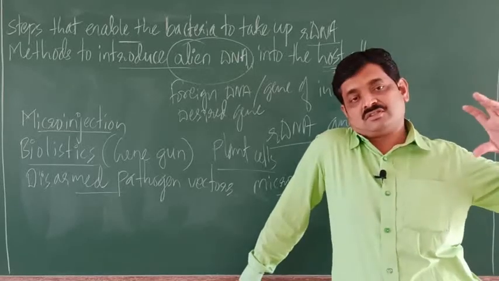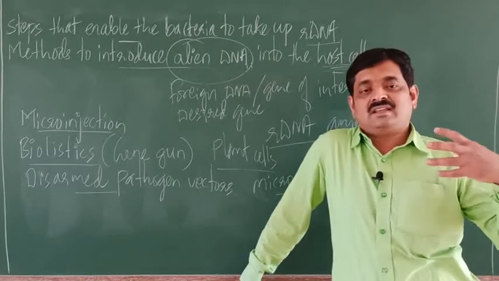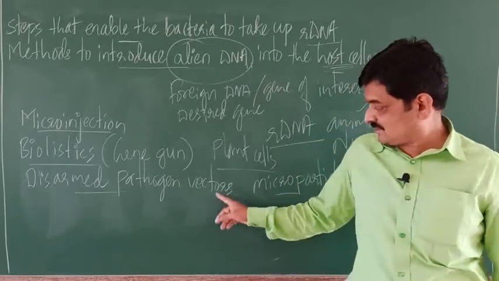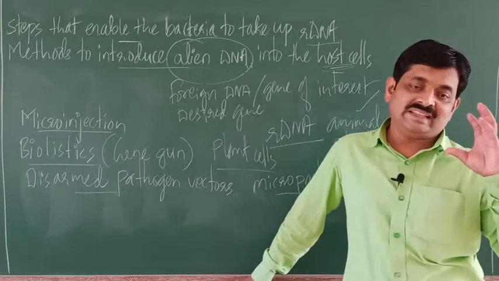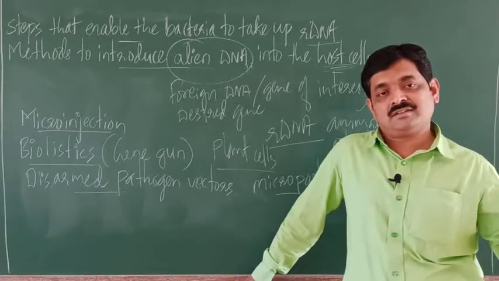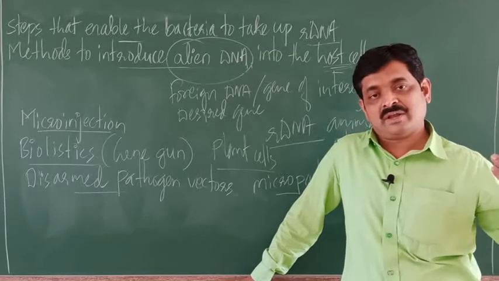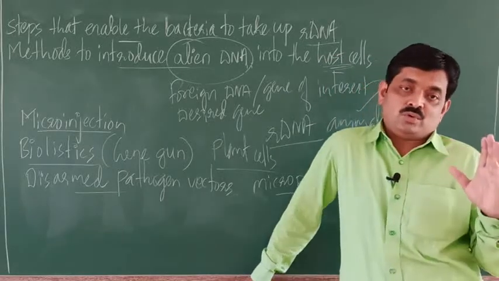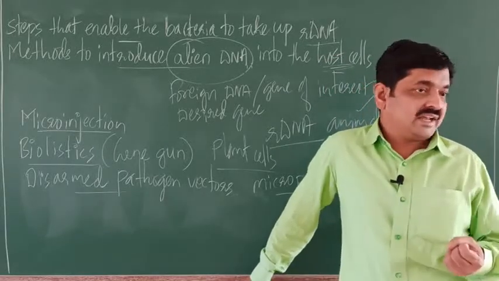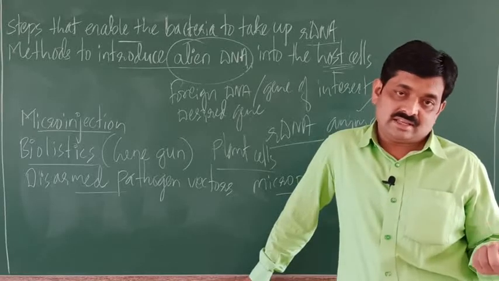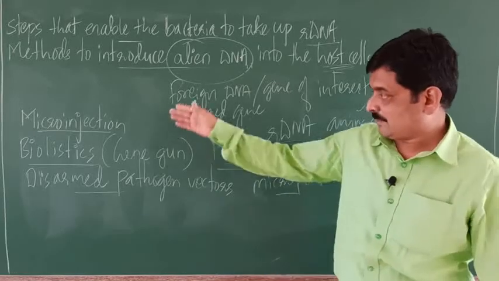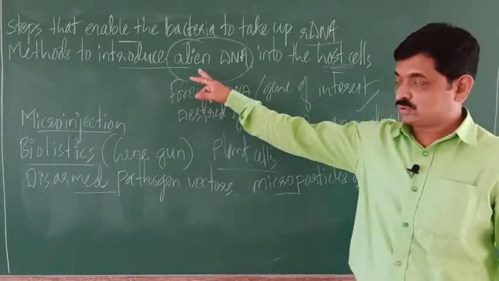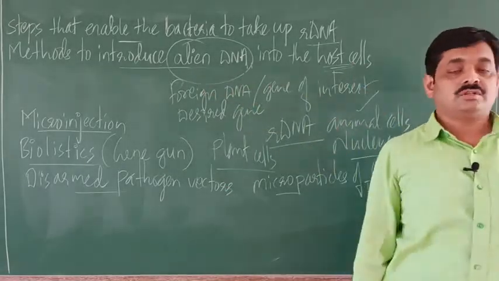Now these pathogens or microorganisms, like the virus and bacteria, are used as vectors. So these virus or bacteria are disarmed, made harmless, and now they are used as vectors to transfer alien DNA into the host cell. These are the methods to transfer or introduce alien DNA into the host cells.